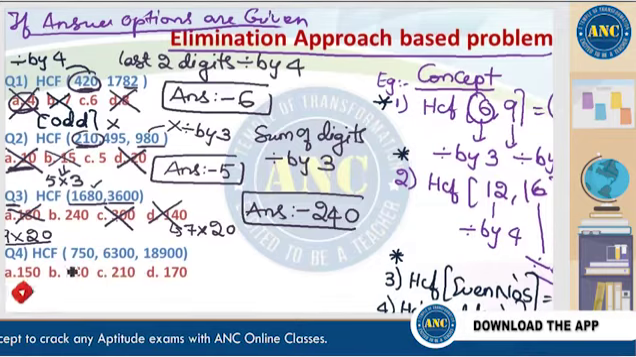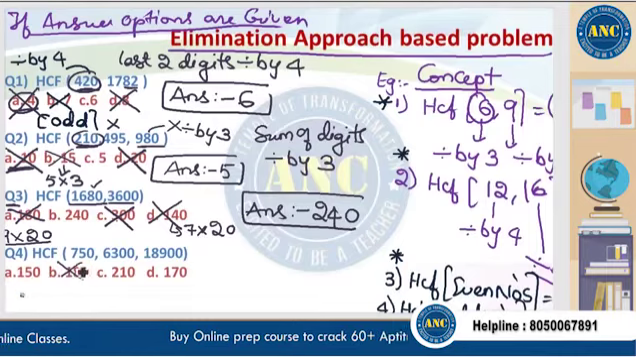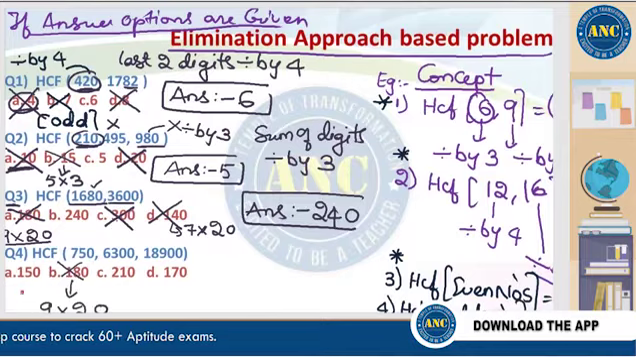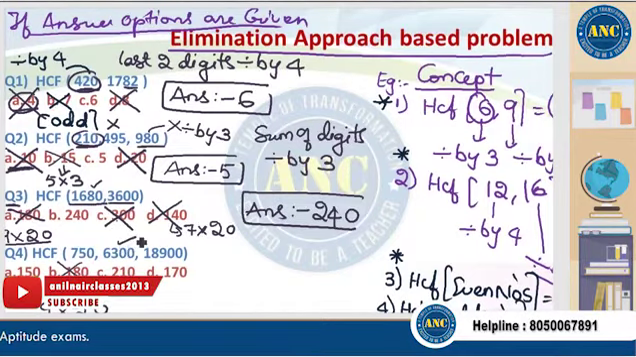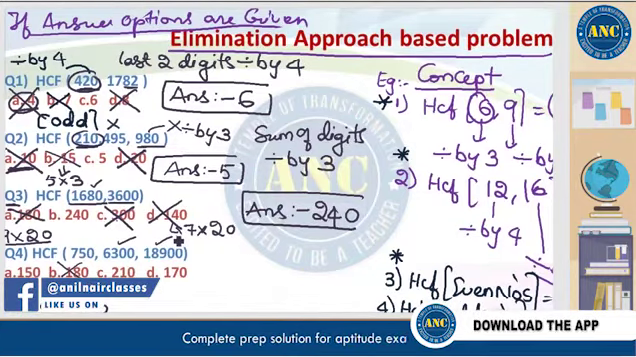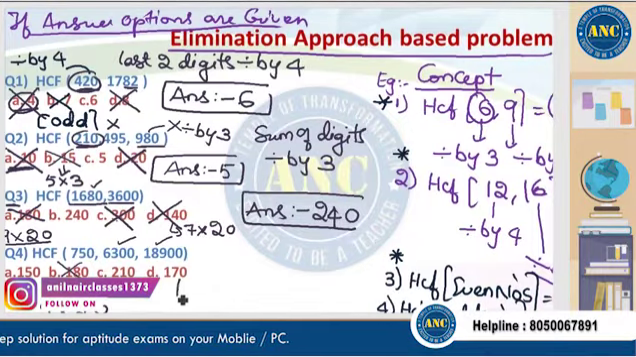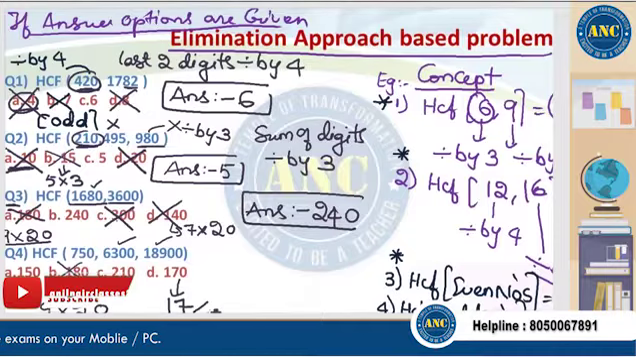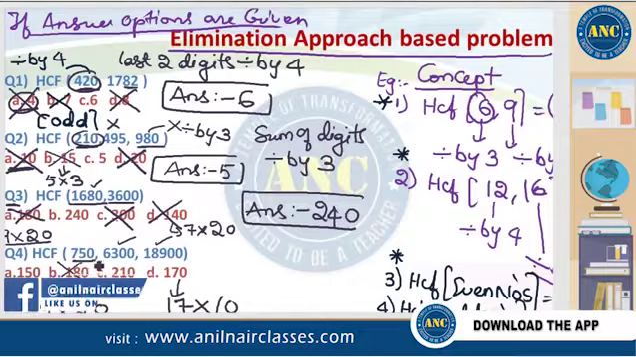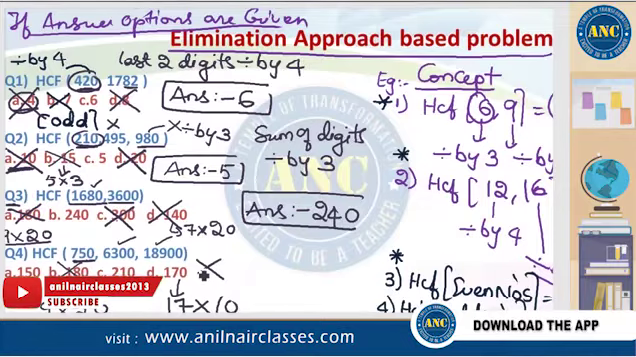Next. HCF of 750, 6300, 18900. 180 is incorrect because 180 is 9 into 20. 180 is divisible by 9. 6300 is divisible by 9. 18900 also is divisible by 9. 750 is not divisible by 9. 180 is out. 170 is 17 into 10. Is 750 divisible by 17? No. So it cannot be 170.